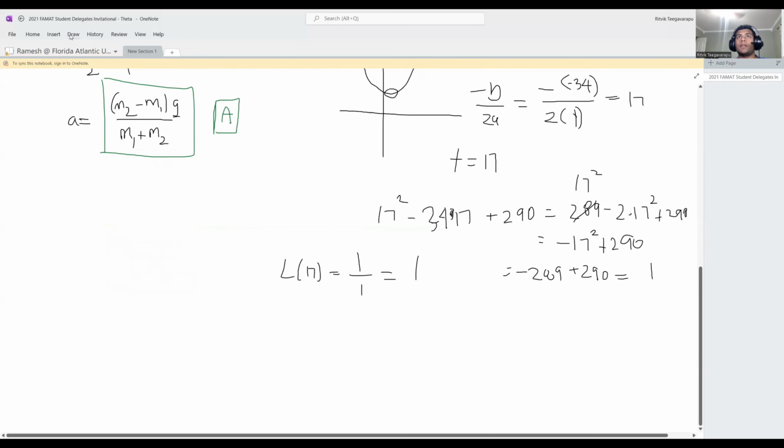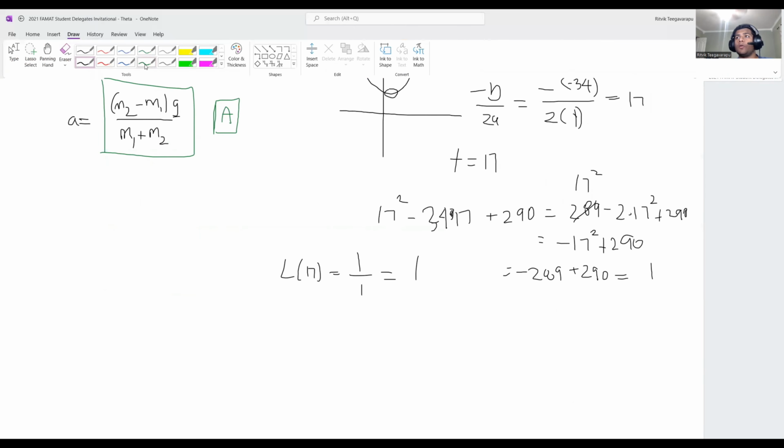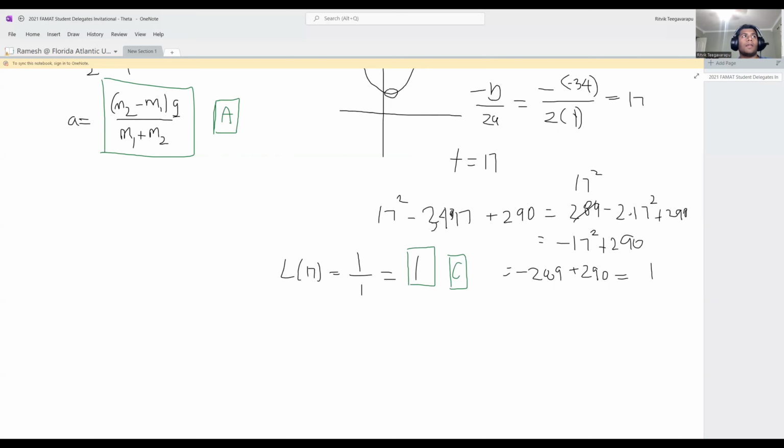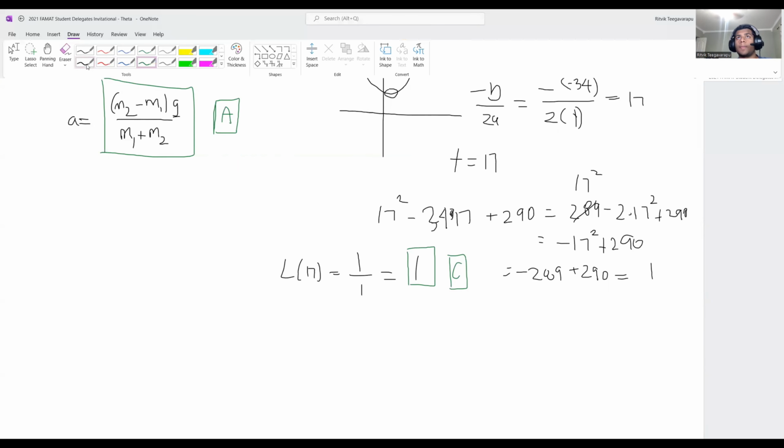Therefore, the maximum length of Corbin's hair must be 1 meter, or alternatively, C. And that is the correct answer. All right, on to question 4.